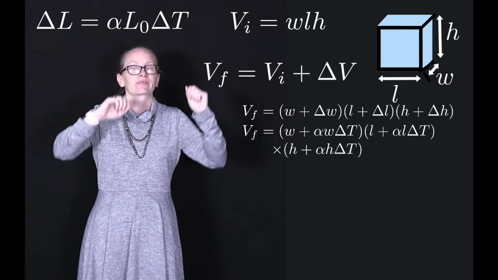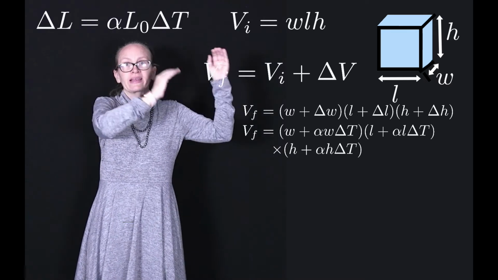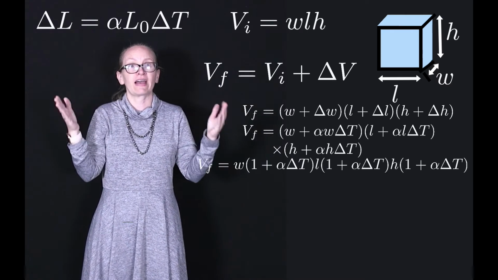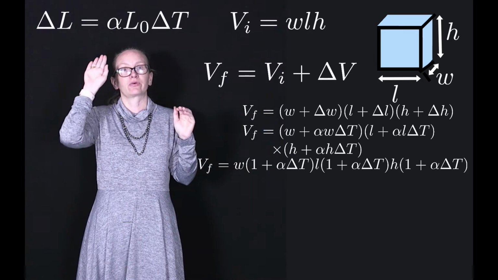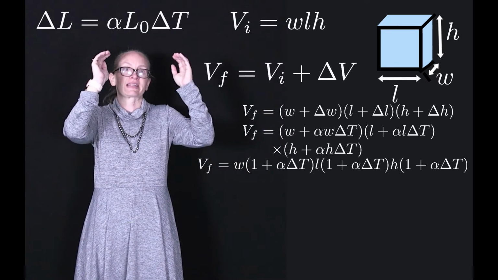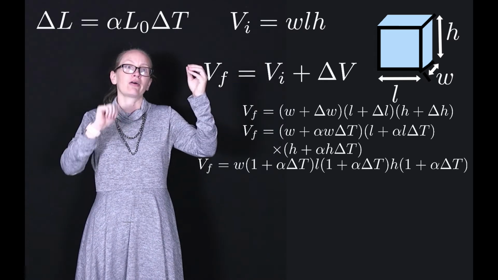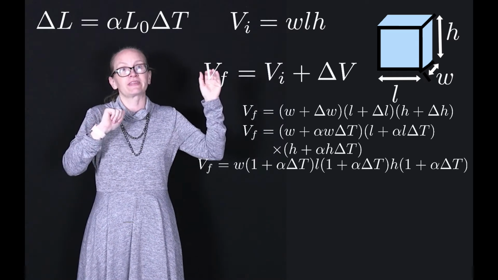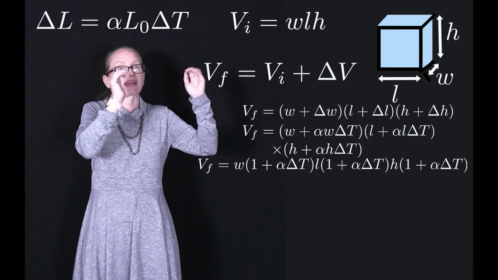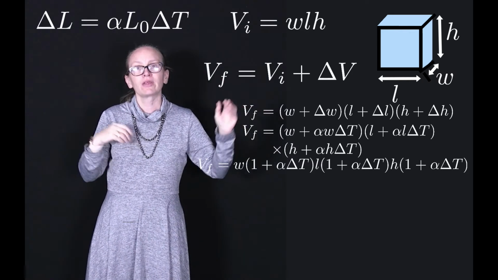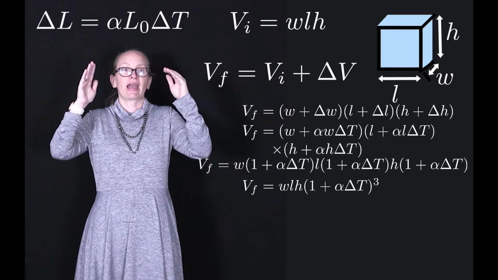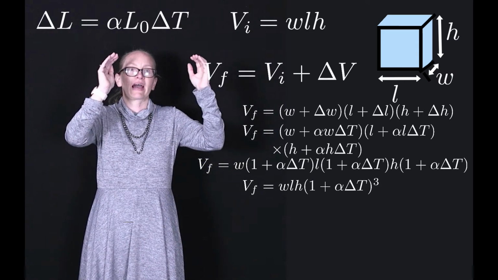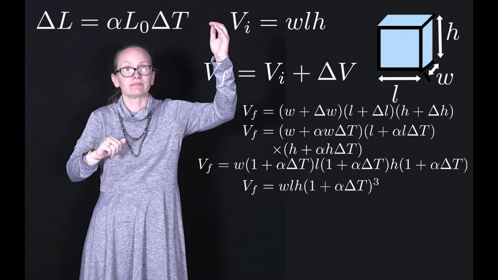Now, in each of these brackets, there's a common factor, so we can simplify this a little by writing this is equal to W times (1 plus alpha delta T) times L times (1 plus alpha delta T) times H times (1 plus alpha delta T), which you can see can be written as WLH times (1 plus alpha delta T) cubed.